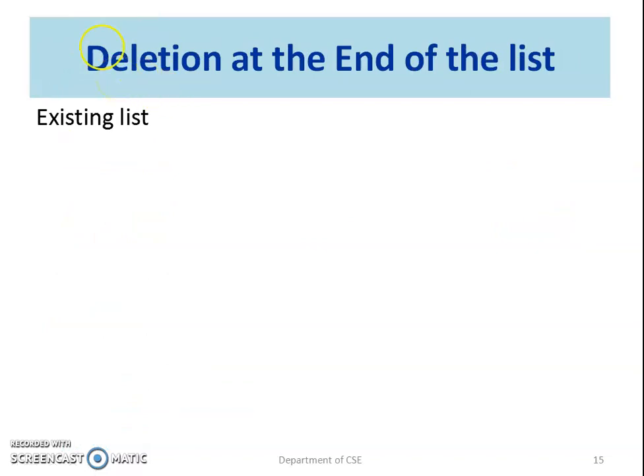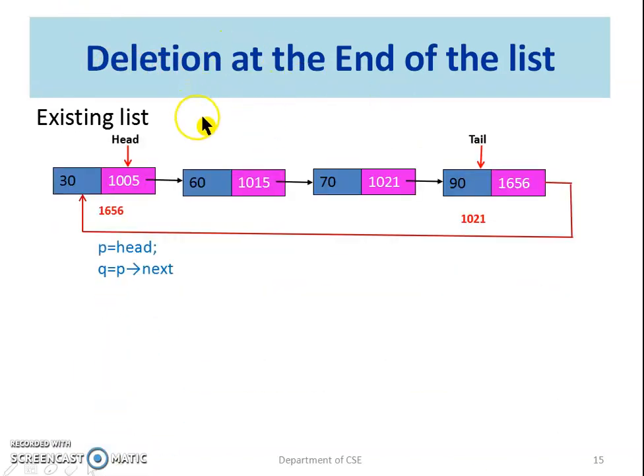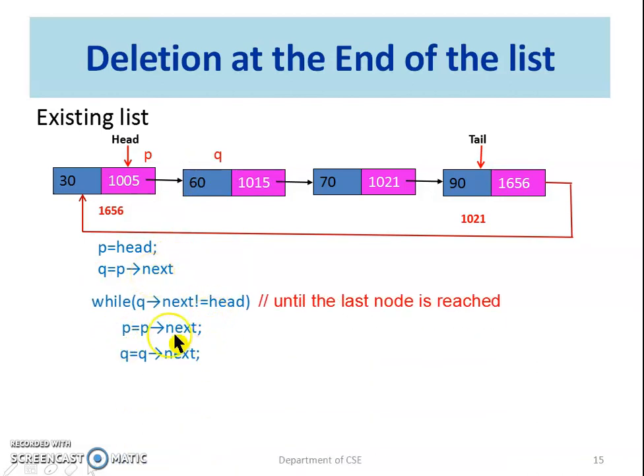Next, let us see how the deletion of the node at the end of the list is performed. Here we make use of two pointers P and Q. P is made to point to the head node initially and Q is made to point to the node succeeding P. Both the pointers P and Q are progressed until Q reaches the last node. Once the last node is reached, the pointer P, which is preceding Q, is made to point to the head by setting P.next equal to head, thus making it a circular list.